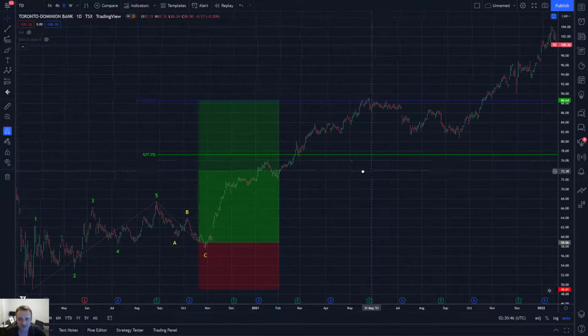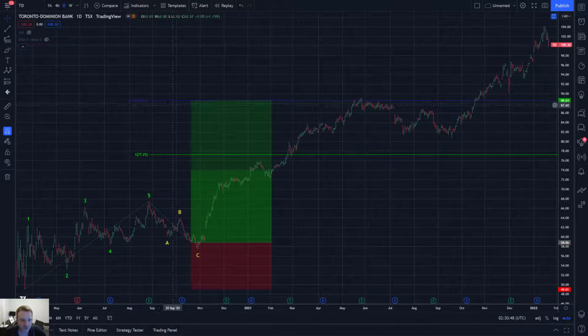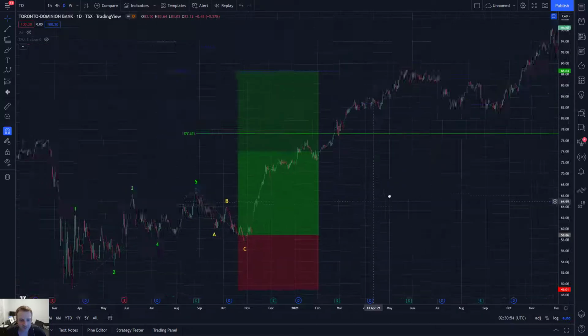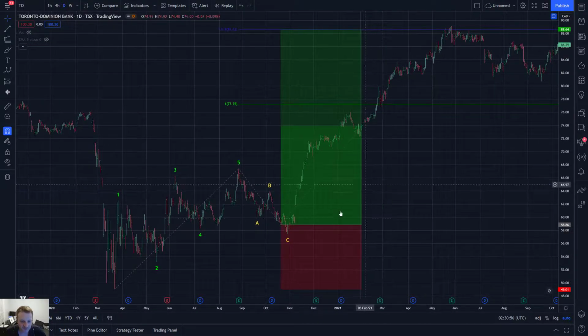And actually you can see, interestingly enough, we pretty much bang on hit that 1.618 objective, and then did another correction that led to another move up. Okay, so I don't want to keep going on with the TD chart, but just showing kind of the process here to take.